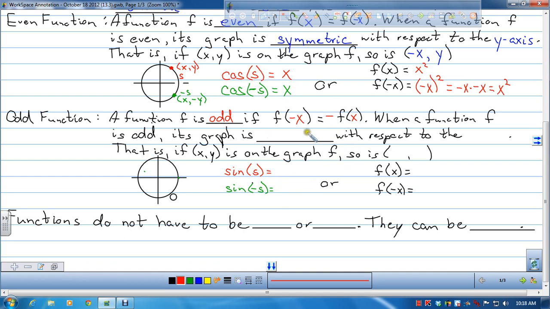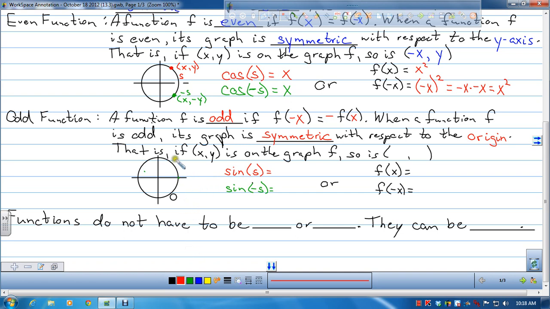When a function f is odd, its graph is symmetric with respect to the origin, which also means that it is symmetric with respect to both the y and x axis. When you're thinking about this visually, it's like you have to fold that piece of paper over the y-axis and then over the x-axis, and then the graph will be on top of itself, and we'll illustrate that in an example a little bit later.